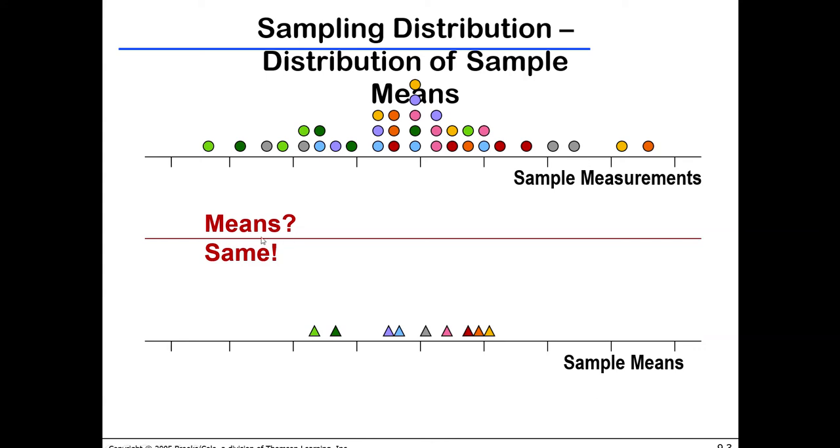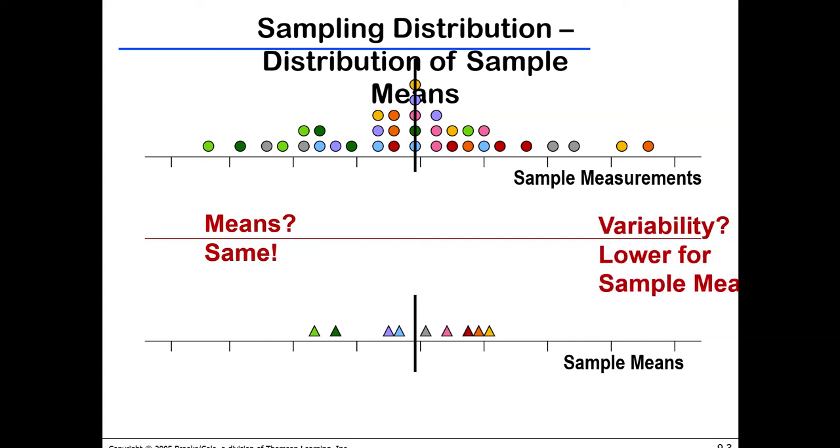So let's discuss how the averages are related to each other. Here is my average for the population, and here is my average for the sampling distribution, and they are the same. It's a universal property. So the average for the population is the same as the average for the distribution of all possible sample averages, also known as the sampling distribution.